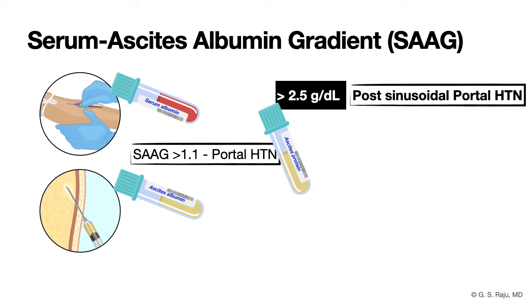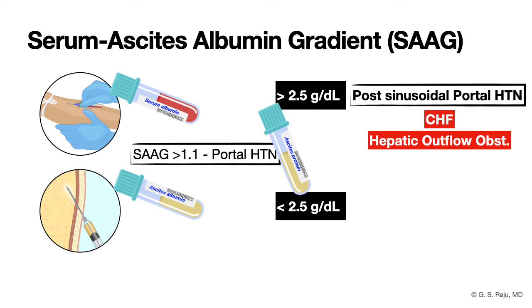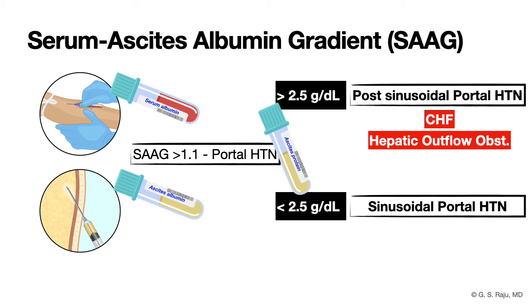Classic examples are heart failure and hepatic outflow obstruction or venous outflow obstruction or Budd-Chiari syndrome. On the other hand, if the ascitic fluid protein is less than 2.5 grams with a high SAAG, that is indicative of sinusoidal portal hypertension. Classic example is cirrhosis of liver.